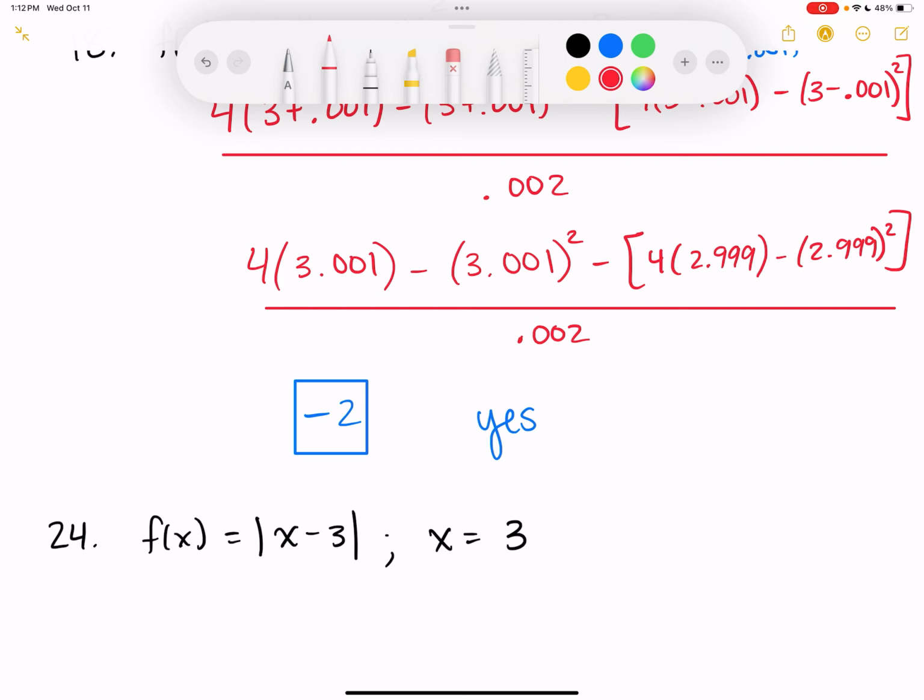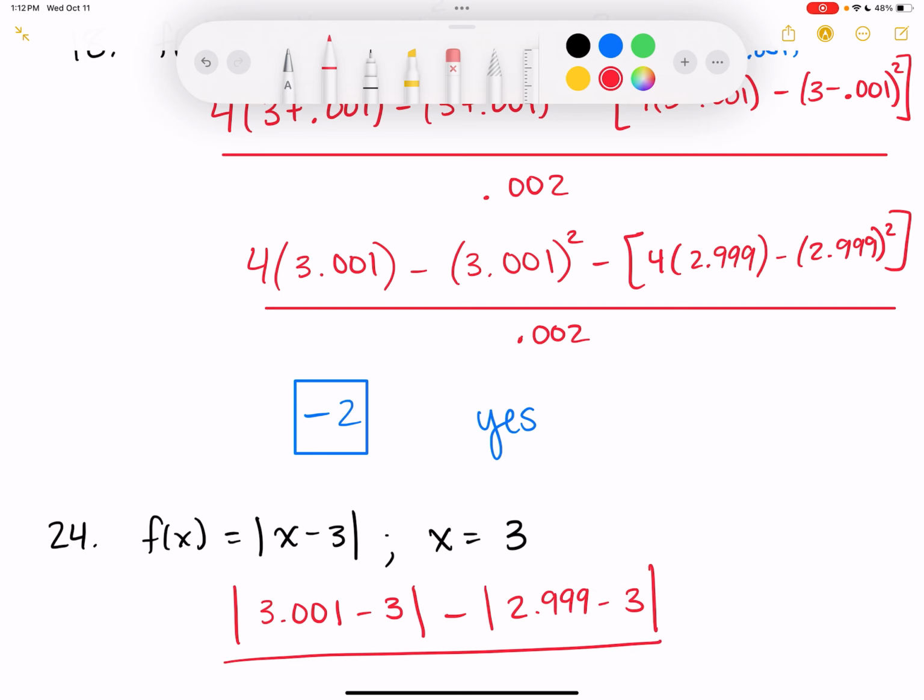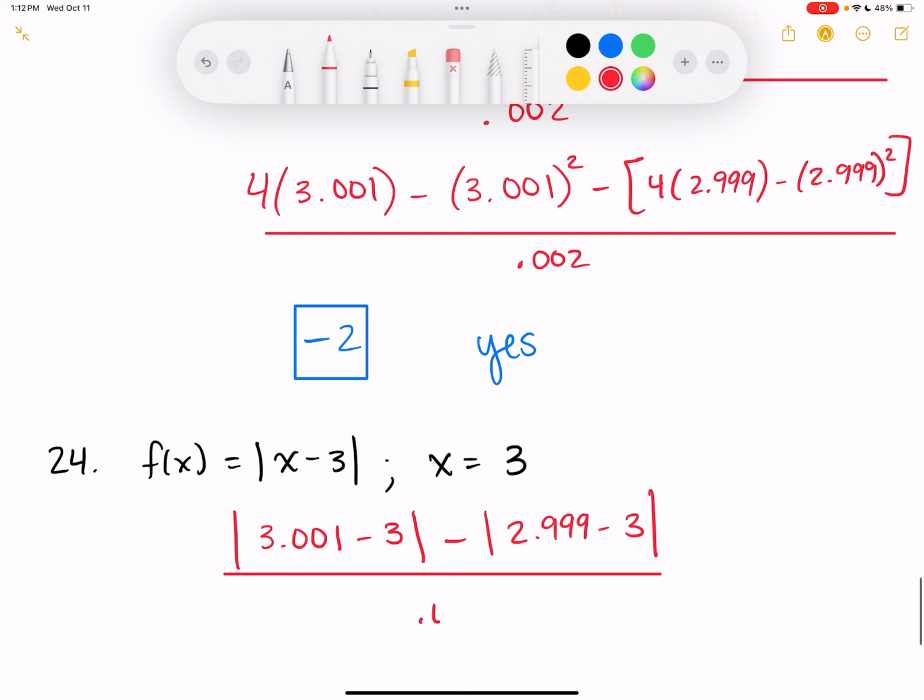So we're going to have the absolute value of 3.001 minus 3, minus another absolute value, 2.999 minus 3, over 0.002.